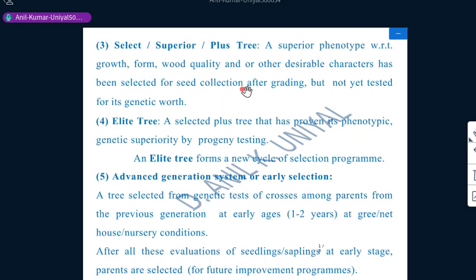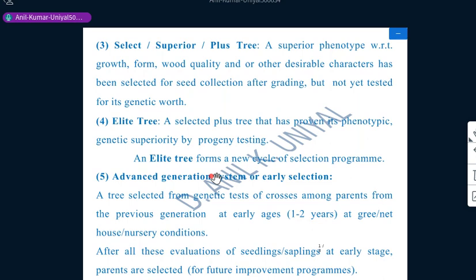Then, for future establishment of a seed orchard or clonal orchard, or for any other seed collection purpose, those elite trees are suggested or marked in the field also. Then we can say this elite tree also forms a new cycle of the selection program.